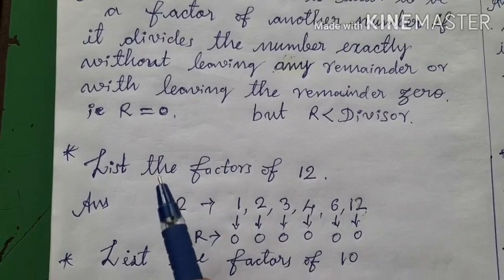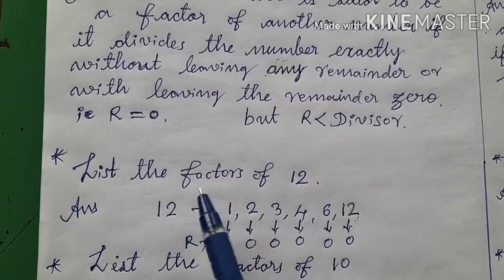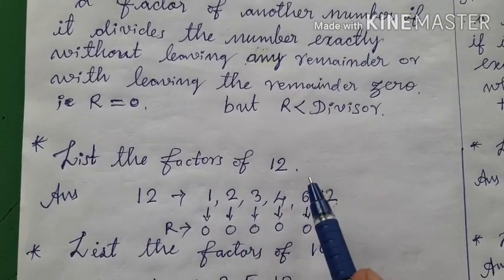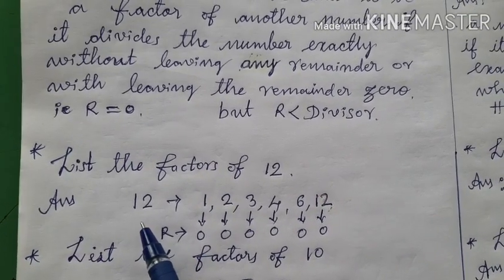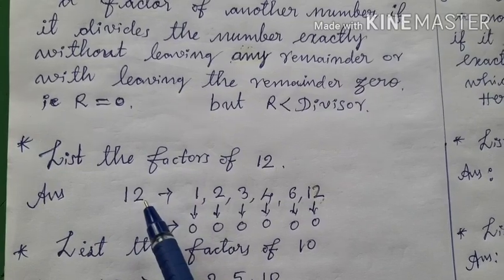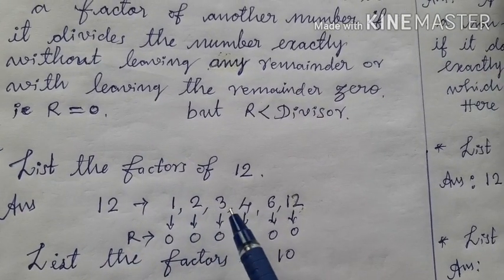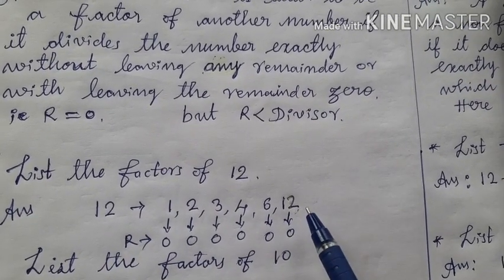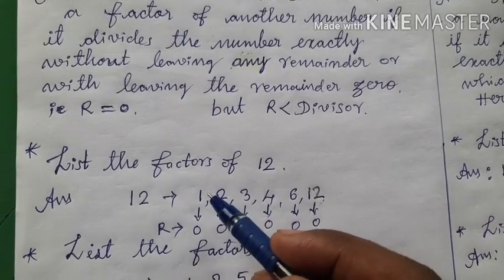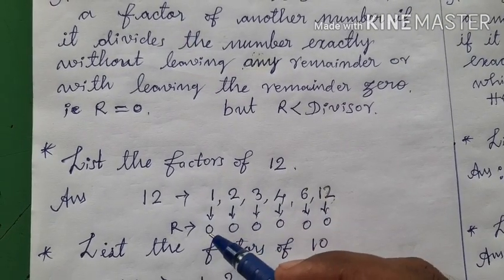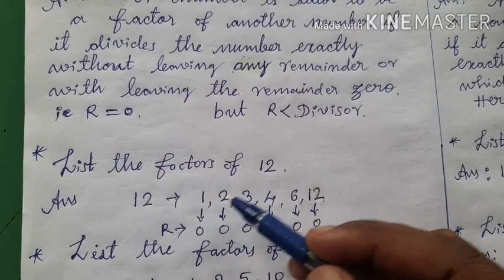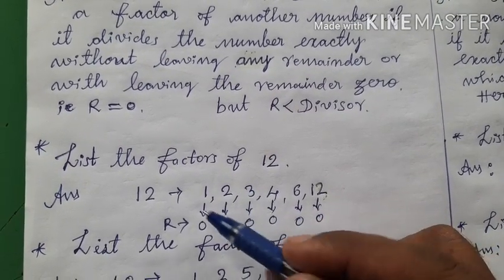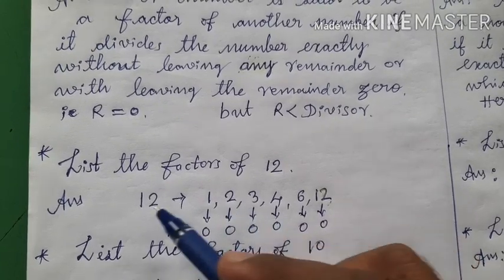If anybody asks you to list all possible factors of 12, then what will you do? 12 is the given number and I have listed the factors of 12 as 1, 2, 3, 4, 6, 12. Do you know why? When I divide 12 by 1, the remainder is 0. That is why 1 is a factor. When I divide 12 by 2, the remainder is 0. That is why 2 is a factor of 12.